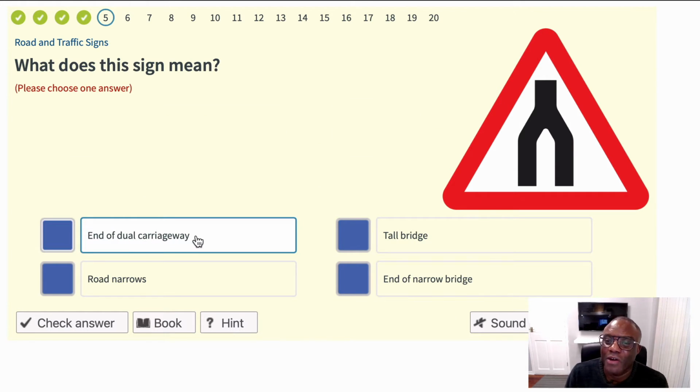Still check out your other options. Tall bridge doesn't give us a picture of a bridge or the height, so we can rule that one out. Road narrows, it's a possibility. Pupils do get confused with that, but as I said, that's a dual carriageway symbol. An end of a narrow bridge, so we know straight away it's going to be end of dual carriageway.